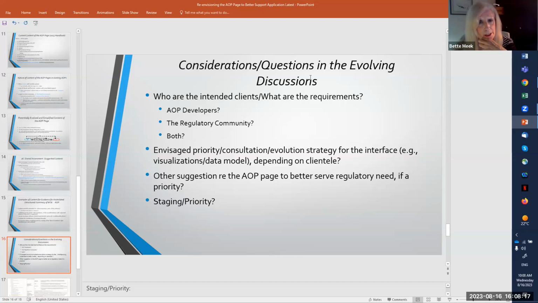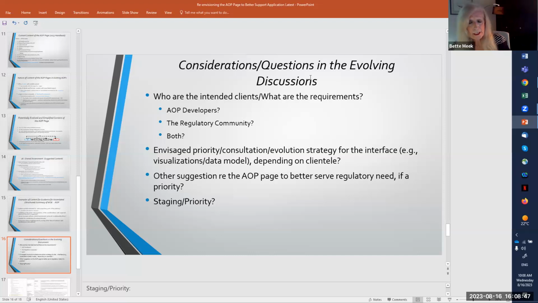Are they AOP developers? Are they the regulatory community, or are they both? Or could we address the needs of the regulatory community with a different interface? What's the envisaged priority consultation evolution strategy for the interface? For example, the visualizations and the data model, particularly depending on the clientele, and any other suggestion regarding the AOP page to better serve regulatory need, if that's a priority.